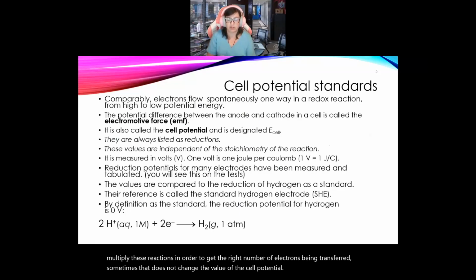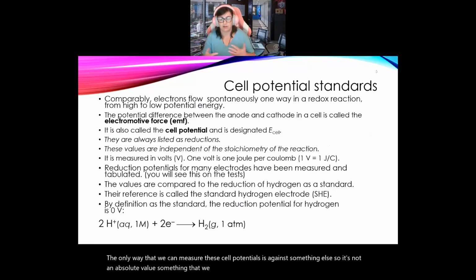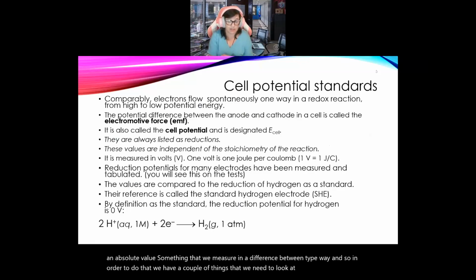The only way that we can measure these cell potentials is against something else. So it's not an absolute value. It's something that we measure in a difference type way. And so in order to do that, we have a couple of things that we need to look at. One is, what is the standard against which we measure that? And I'll talk about that in just a second. And two, we know that there's only that potential difference that we're looking at. Now, that potential difference is measured in volts. 1 volt is 1 joule per coulomb.